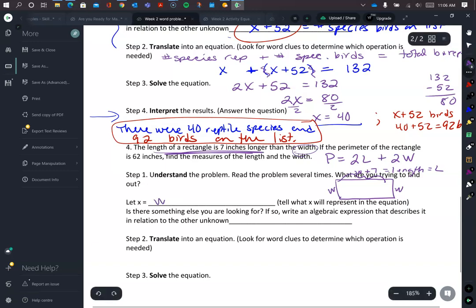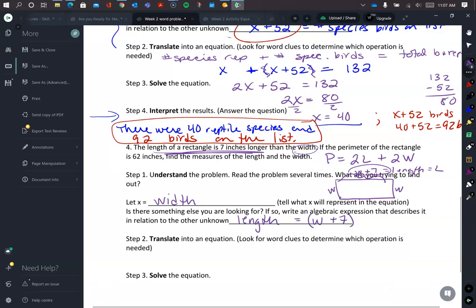So I'm going to call X the width. And you can actually leave it as W, which I often like to do, but I'll put it in as X for this problem. And then is there something else we're looking for? Yes, we need to find the length also. So the length is going to be W plus 7 in parentheses.